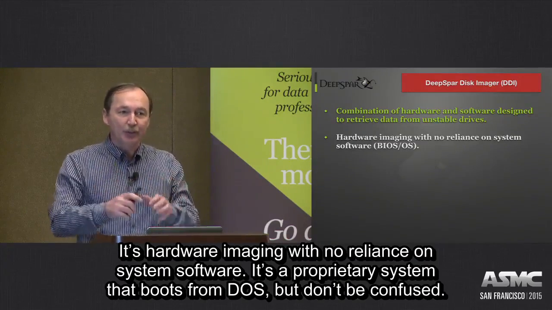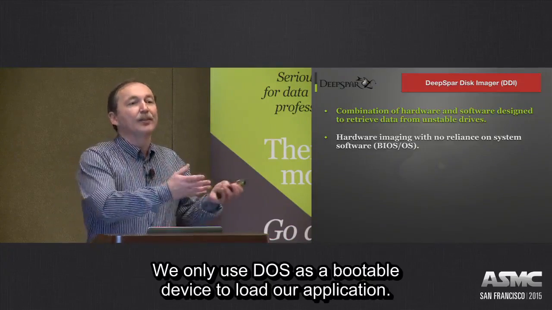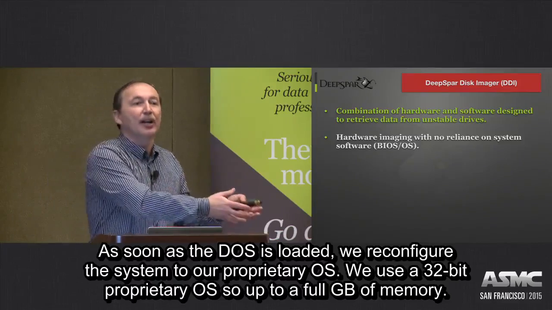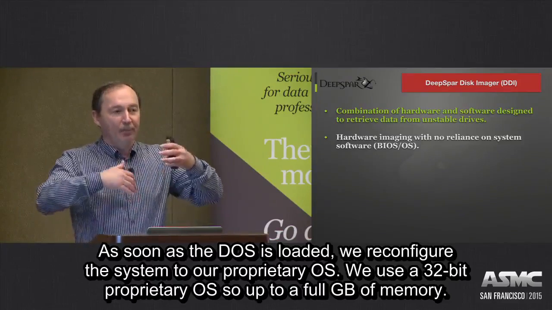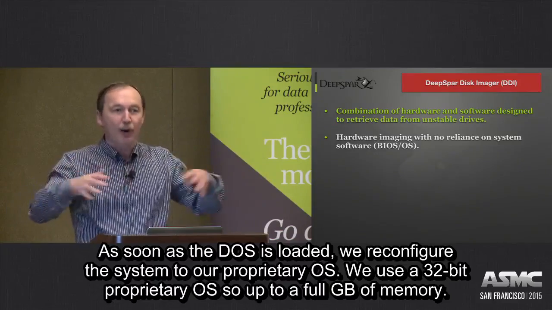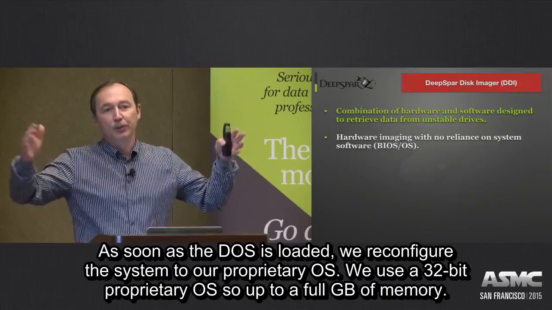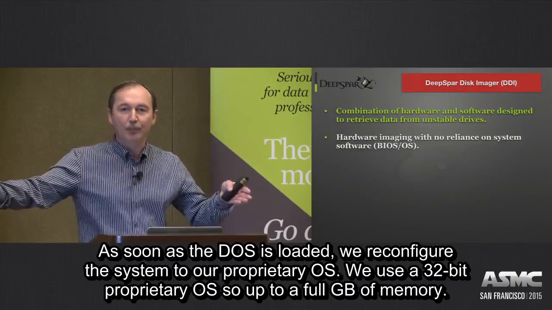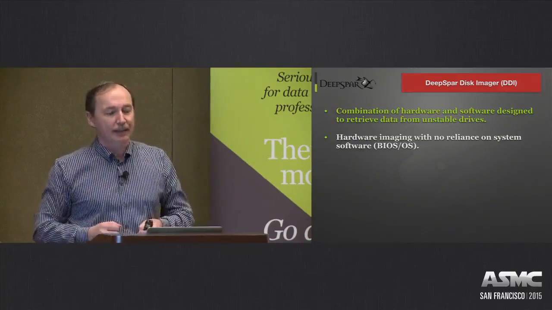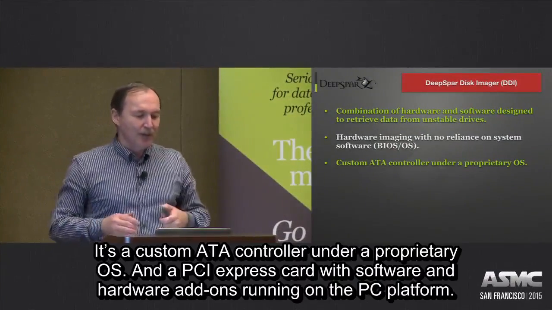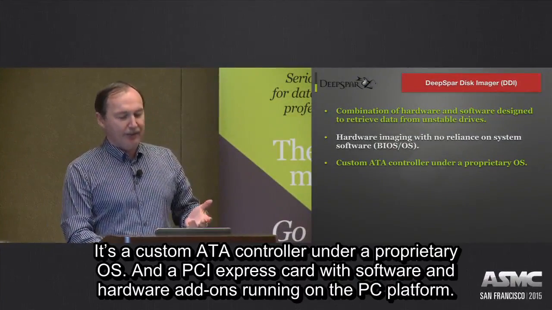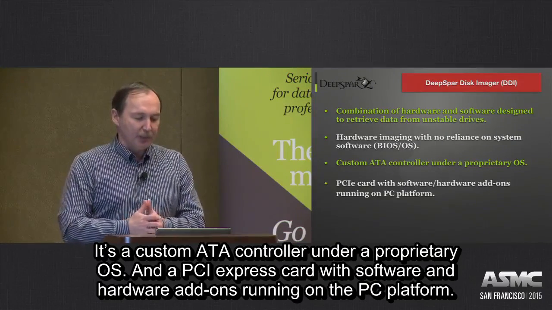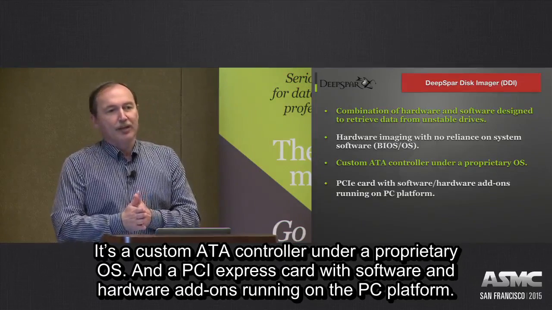But don't be confused. We only use DOS as a bootable device to load our application. As soon as DOS is loaded, we basically reconfigure the system to our proprietary operating system. We use a 32-bit proprietary operating system, so up to 4 GB of memory and things like that. Now, it's a custom ATA controller under the proprietary operating system, as I said.